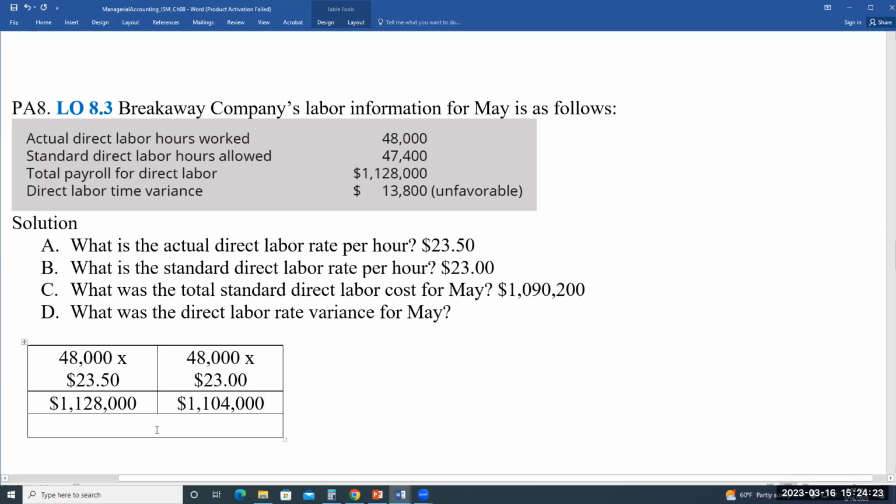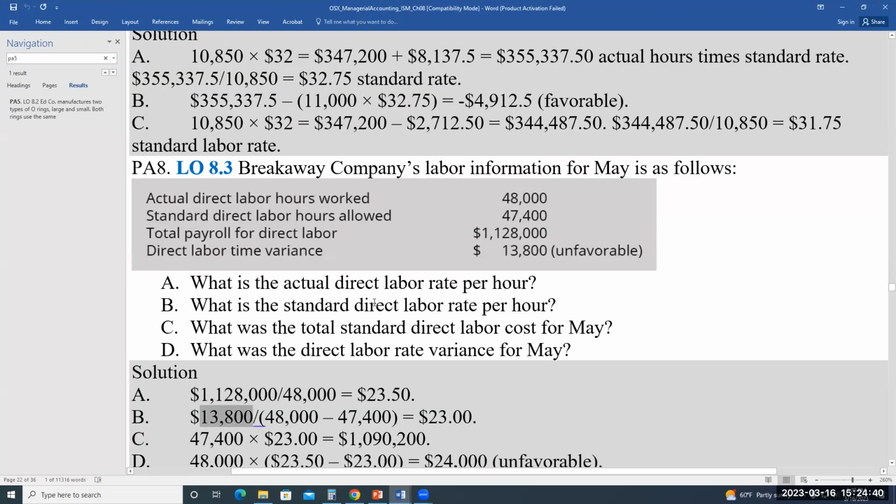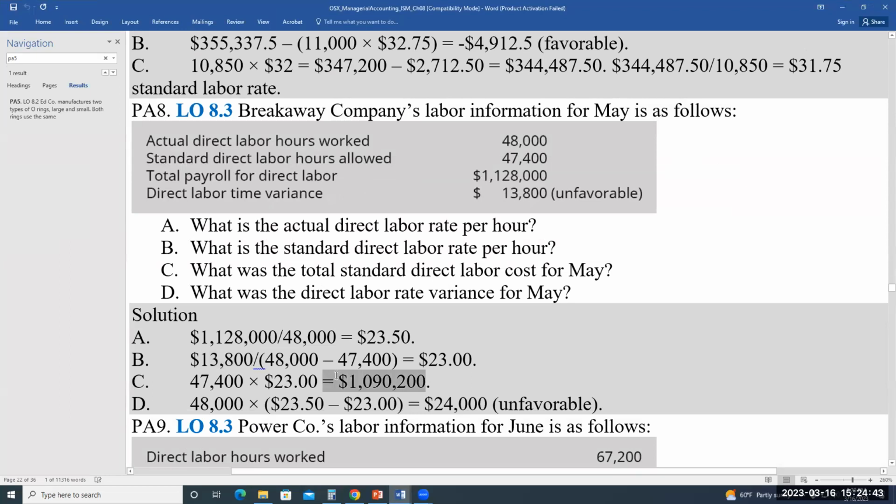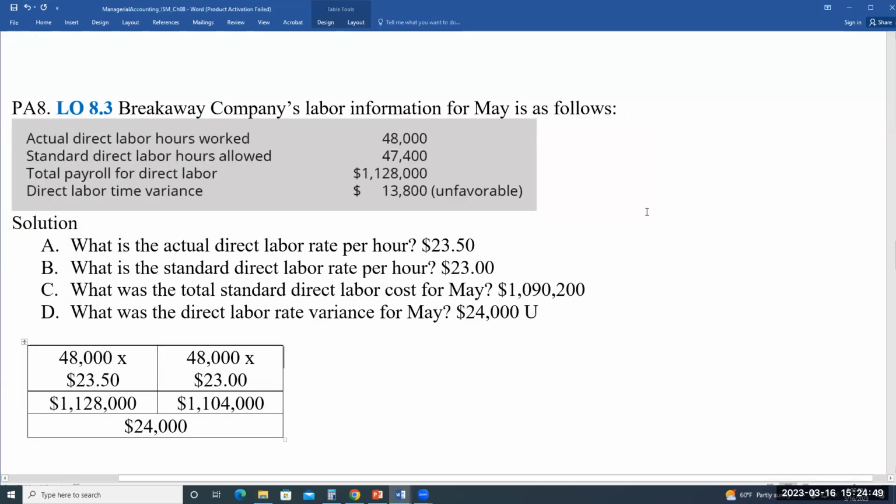Okay, and that's a difference of 24,000, which is the right answer. So it is 24,000 unfavorable. Okay. So yes, 1,090,200 for C, 24,000 unfavorable for D. Okay, any questions on number 8?